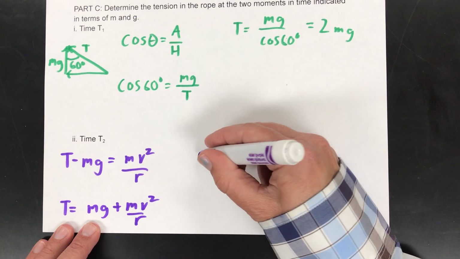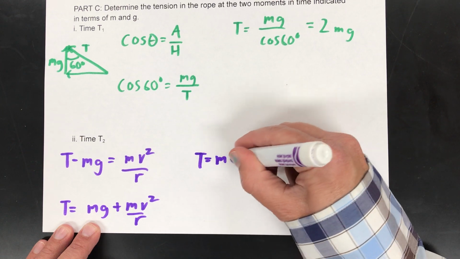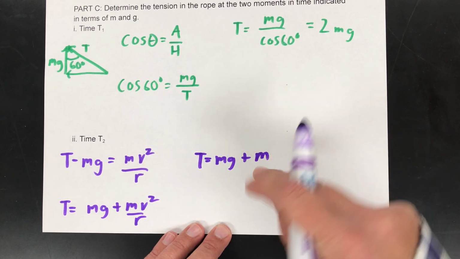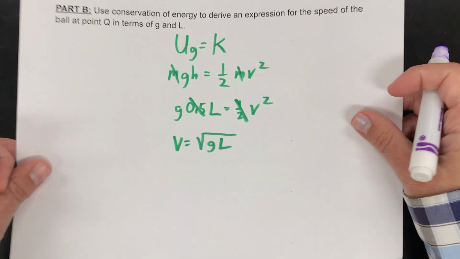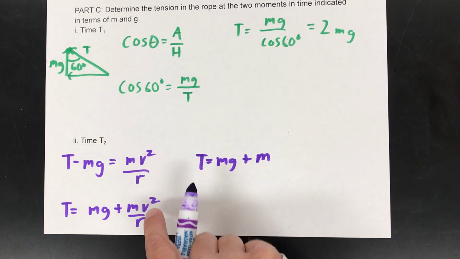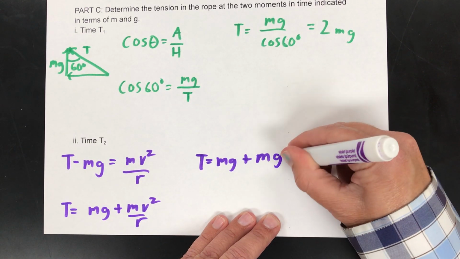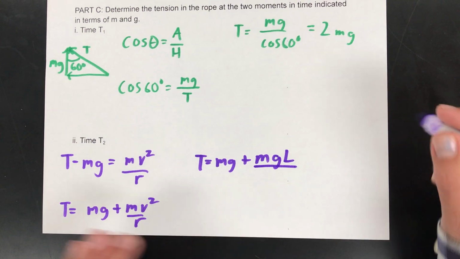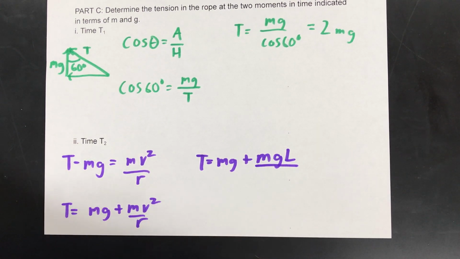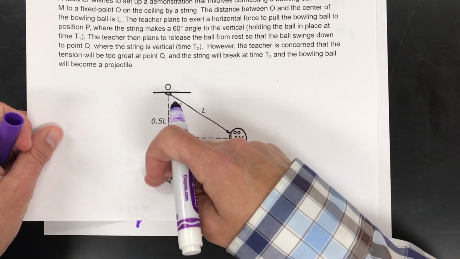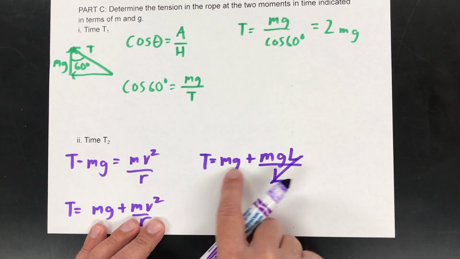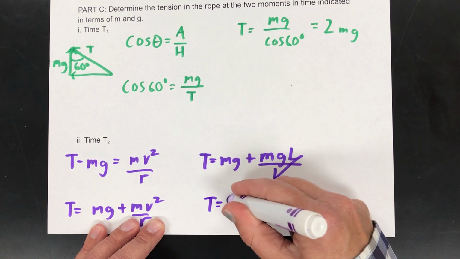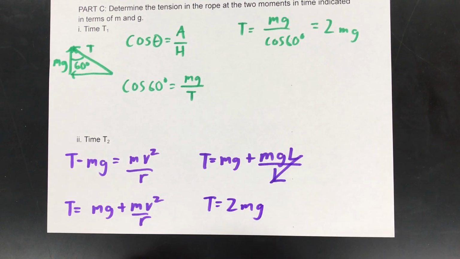So we're almost there. Let's add in some substitutions here. So mg plus m times the velocity we just solved for, which is right here. It's the square root of gL. If we square it, the square root goes away and it's just gL. Now, what's the radius? The radius that we are swinging on is the length of the string itself, so L by the time we get down here. So the radius is also L. The L cancels the L and we wind up with mg plus mg. So the tension here is also 2 mg.